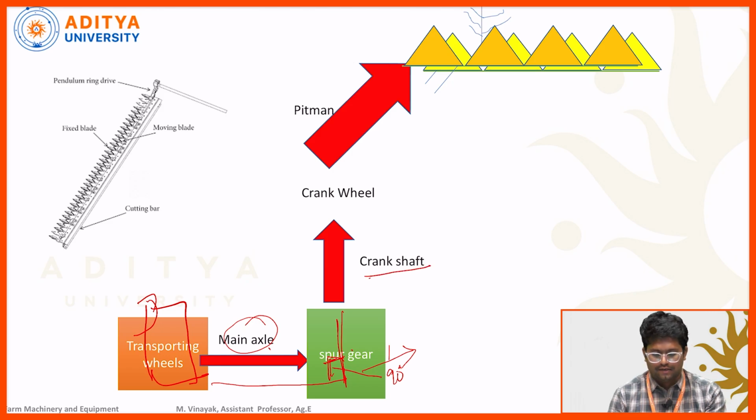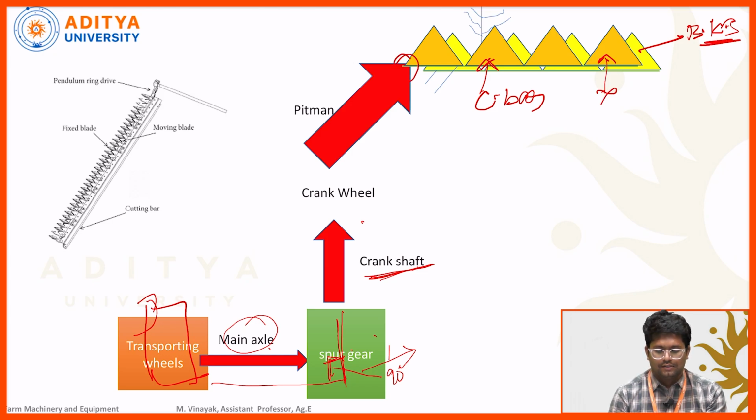Next is a crankshaft, an extended shaft from the gearbox. Using the pitman arm, we connect the crankshaft to the cutter bar. The bottom one is the bottom knife section, which is fixed, and this is the top one. Using a ball and socket joint, we connect the power transmission system to the knife section. It moves in a reciprocating direction, forward and backward.